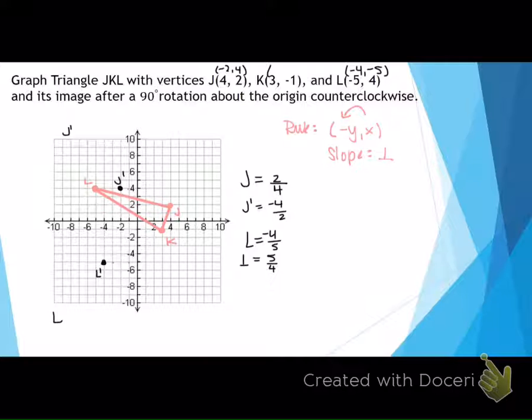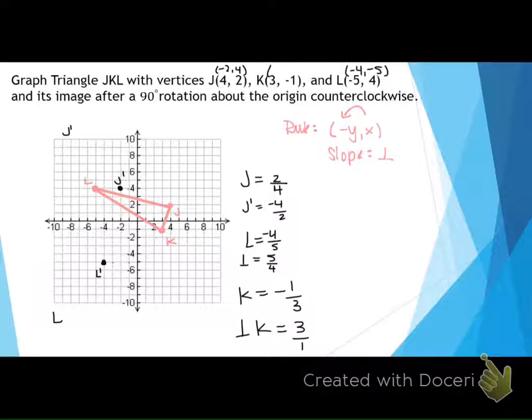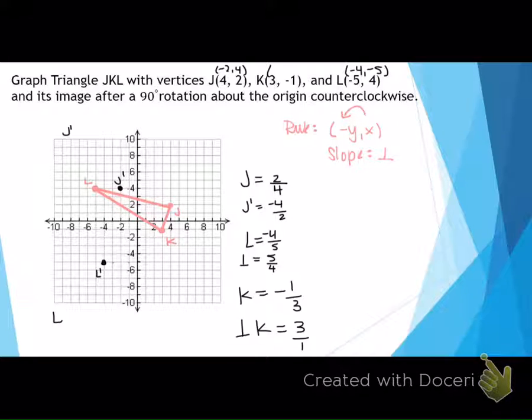And then finally, K has a slope of -1 over 3, Lindsay. What is perpendicular to -1 over 3? 3 over 1. Where should K end up? 1, 2, 3, or 4? 2? K's right here. It's just 90. Yeah, so 1 above it. Perfect. That's number 1. All right.